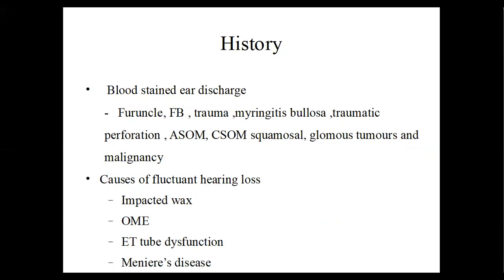So as you mentioned, the ear discharge is blood stained. The examiner will straightaway ask you what are the other causes of blood stained ear discharge. So you should come up with the causes from the external ear, causes which are because of the middle ear, or even some malignant causes.